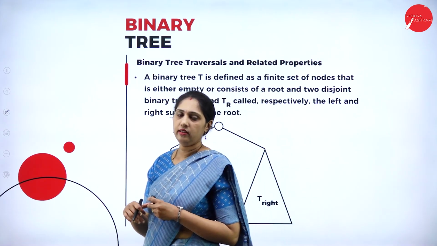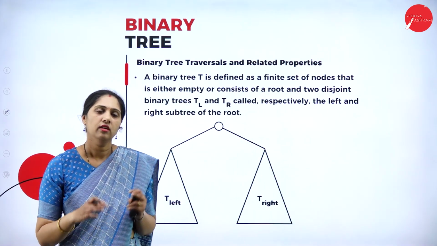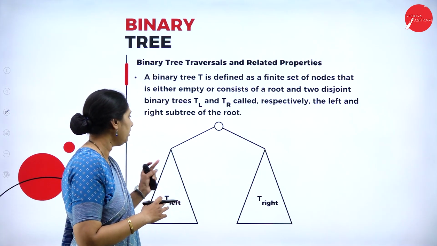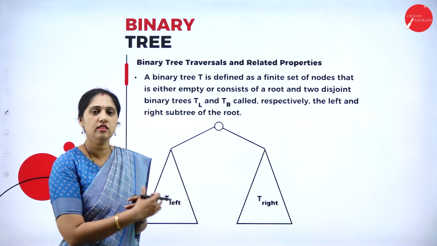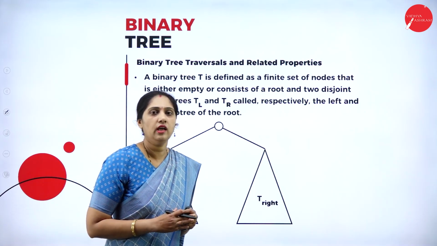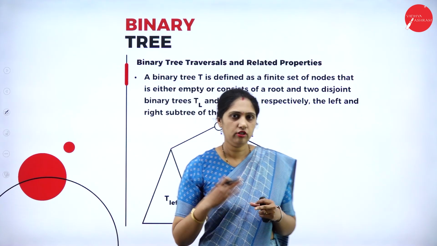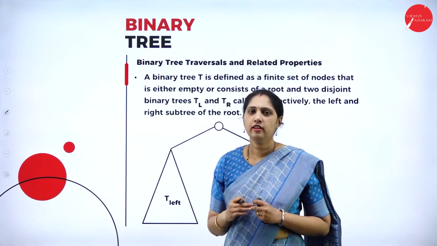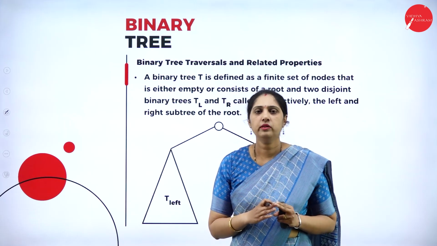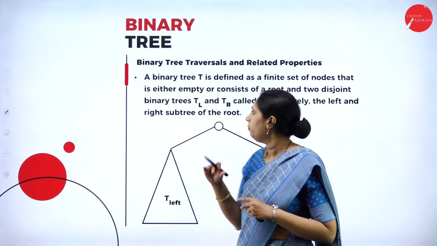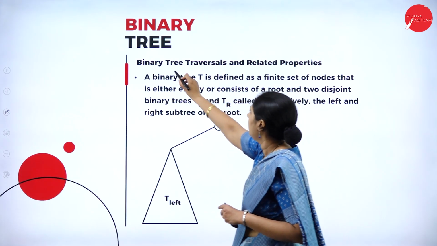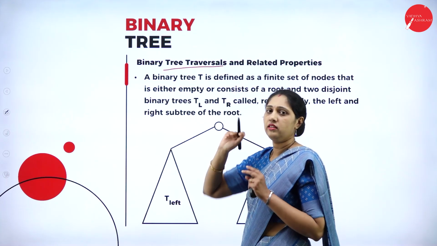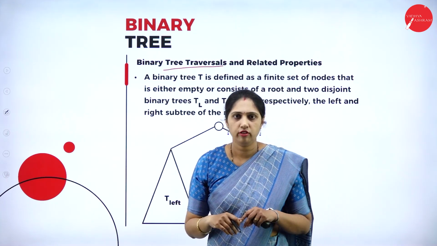Next is the binary tree. See, binary search, binary tree. But when we say tree, we have to consider this diagram. We don't take any array elements; we have to take a tree. So what is a binary tree, and what is the difference between a tree and a binary tree? We consider the binary tree, its traversal and its properties.